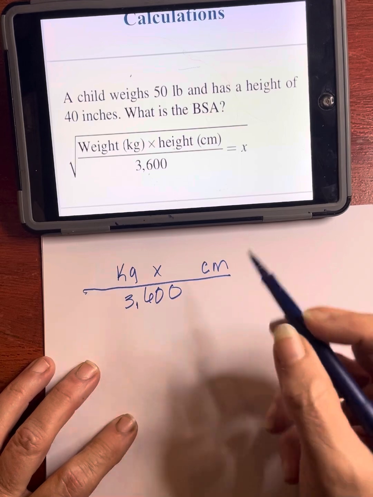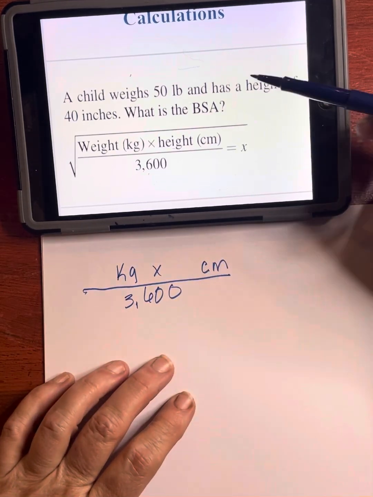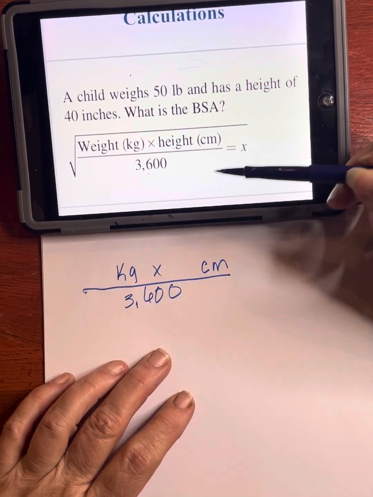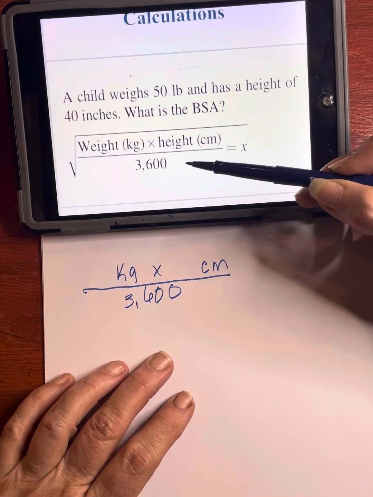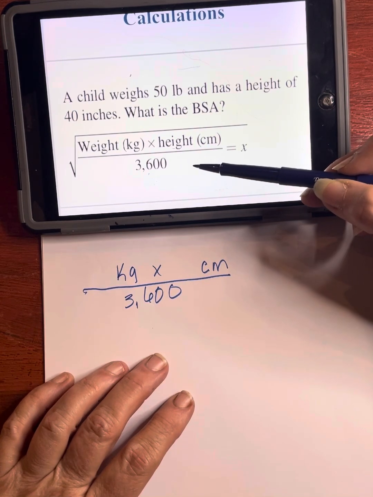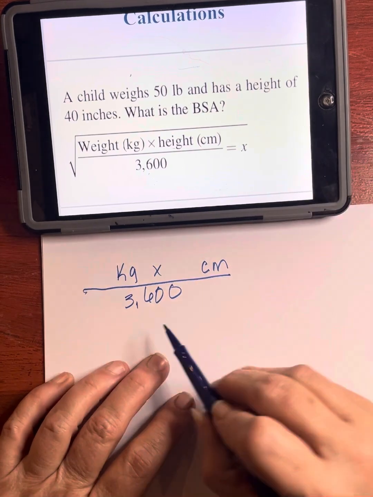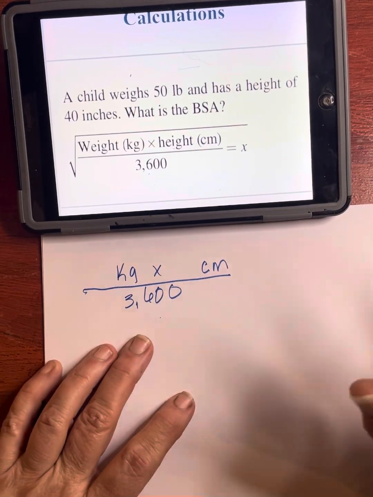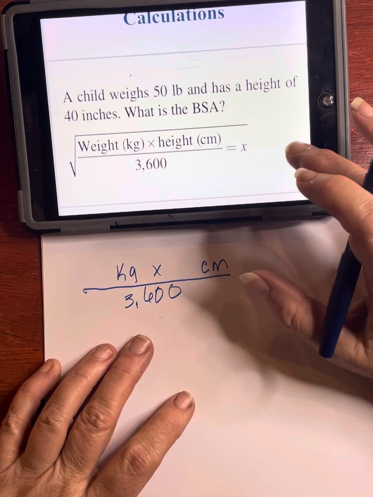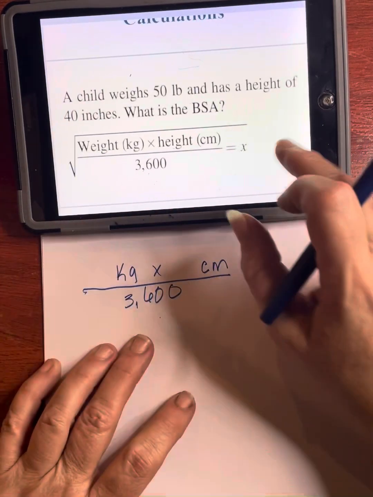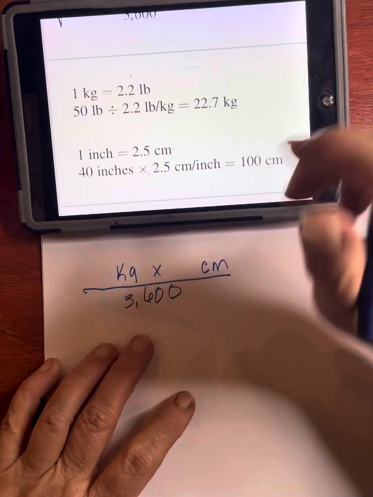And 3,600. They don't give you this, but when you're using the formula method for the square root, this is always on the bottom. So carve out a little section in your frontal lobe and burn that in. 3,600 goes on the bottom, okay? You're good.